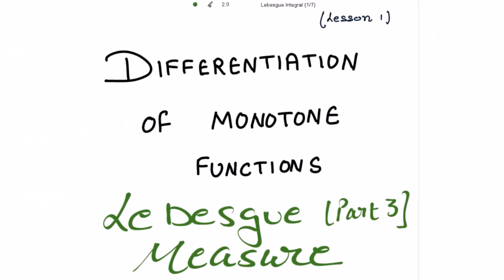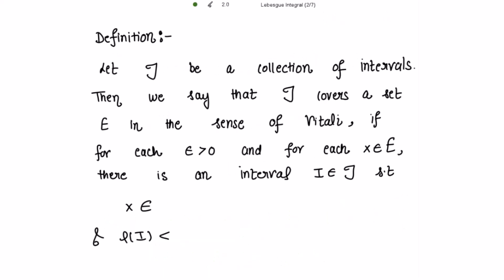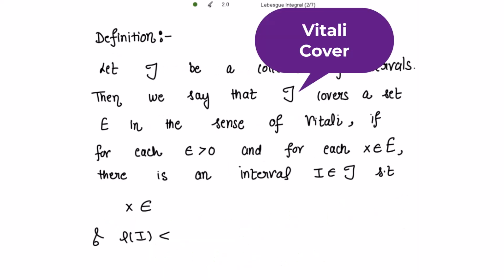Good morning. Here we need to start the third part of Lebesgue measure, and the topic is differentiation of monotone functions. And now the definition starts for the Vitali cover.